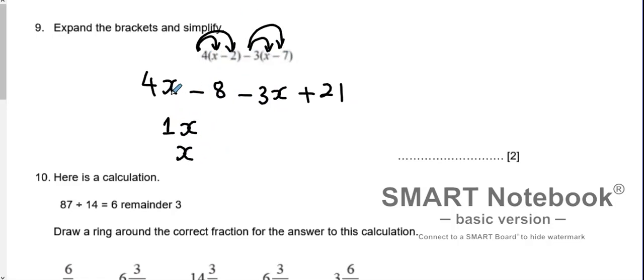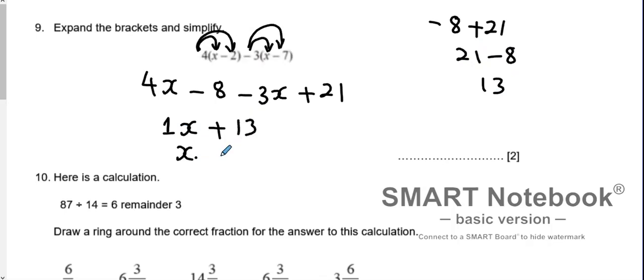So 4x minus 3x is 1x, and negative 8 plus 21, you need to swap this, 21 minus 8. This will be 13. So it will be 1x plus 13, or it will be x plus 13. Okay. I hope you can either write 1x plus 13 or x plus 13. So either of these two is correct.